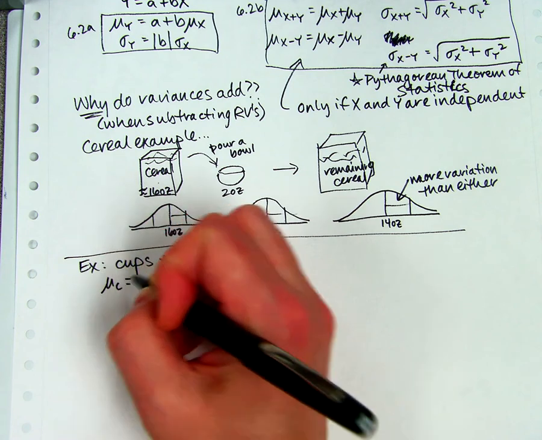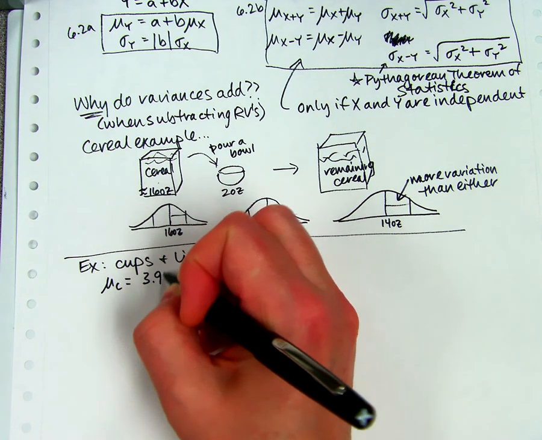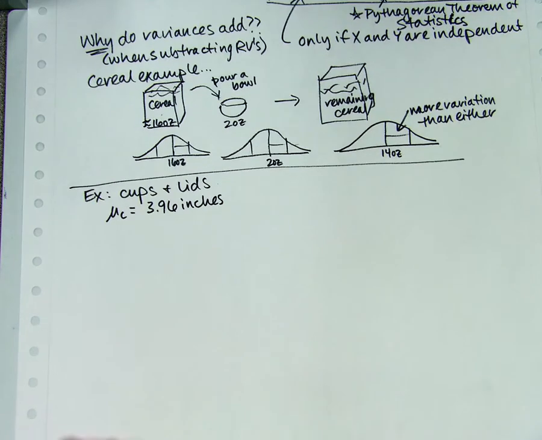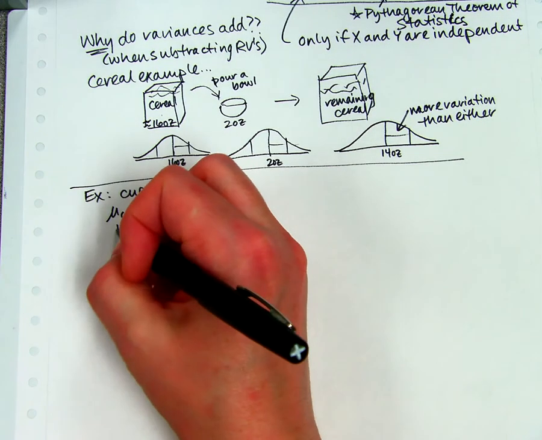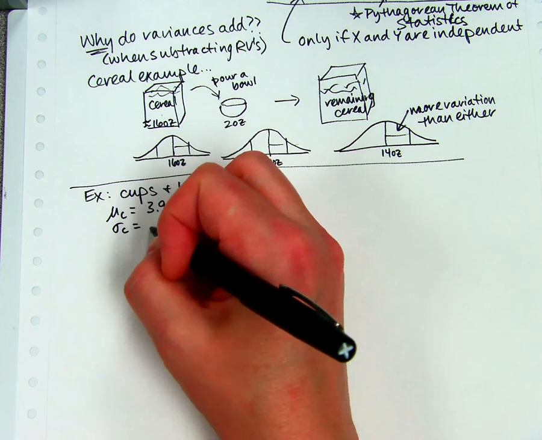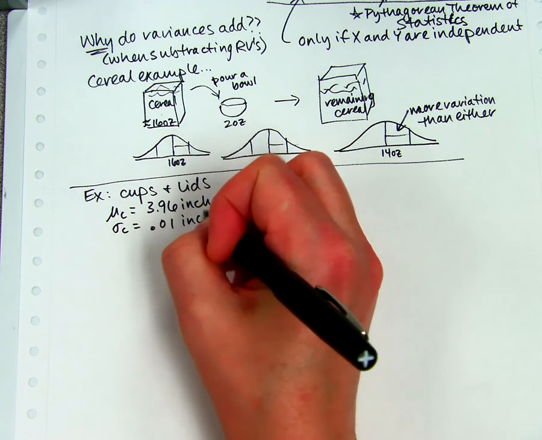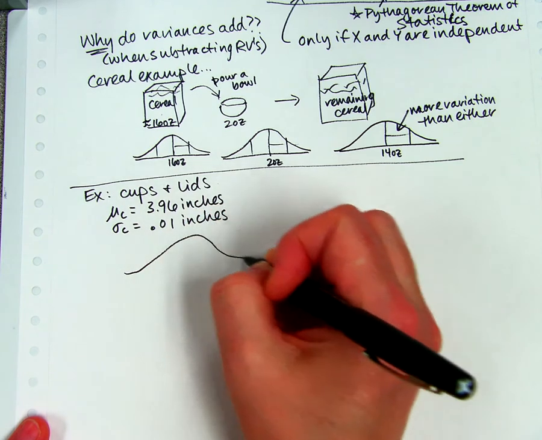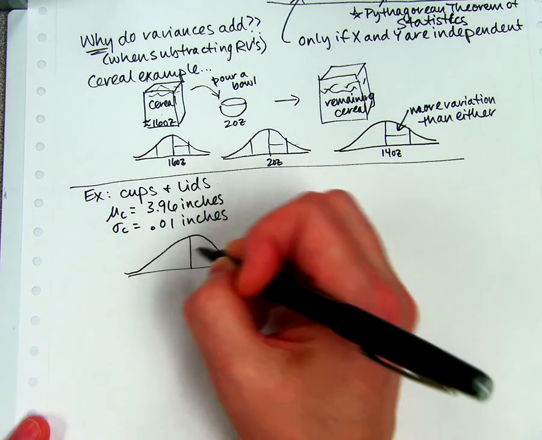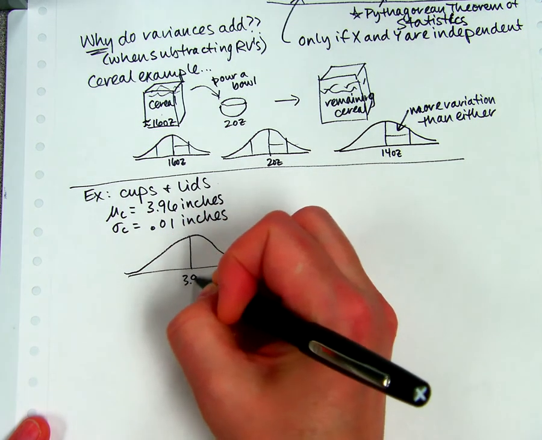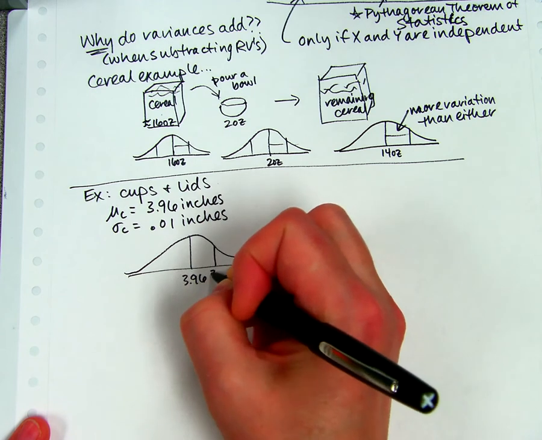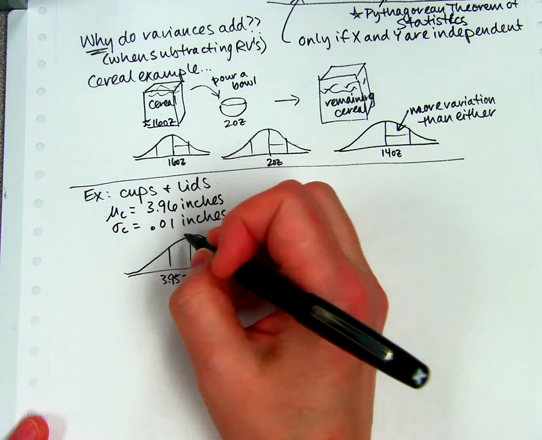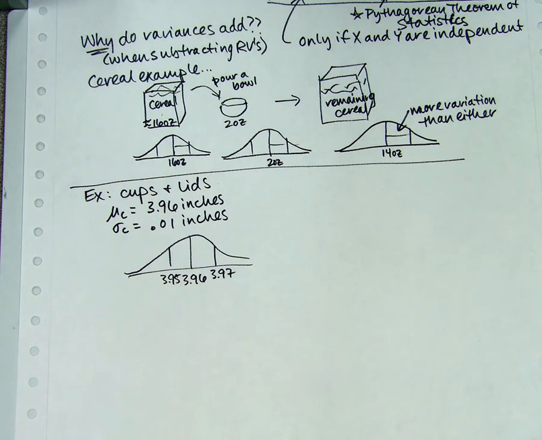The mean for the cups is 3.96 inches wide. Obviously, the manufacturing process is not perfect, and so there's a little bit of a variation in the cups, which is 0.01 inches. It's so close to being exactly right. And so we've got this normal curve. Oh, that's not a very good normal curve, sorry. That has 3.96 in the middle and 3.97 and 3.95, and we could add more numbers if we wanted, right?